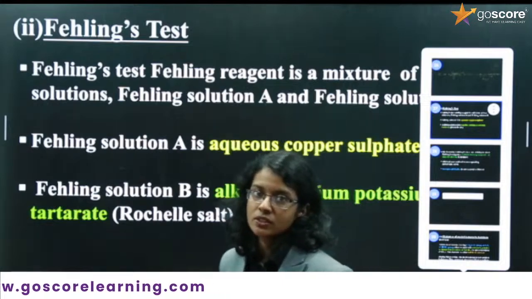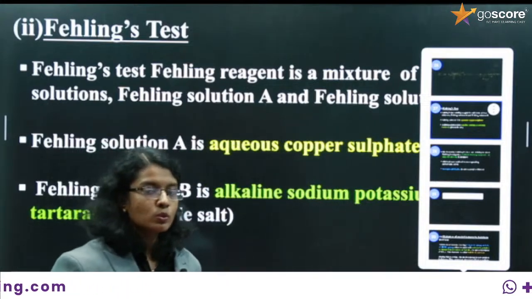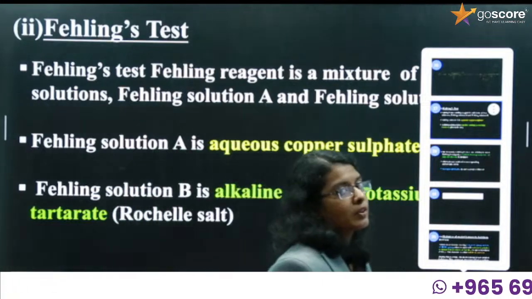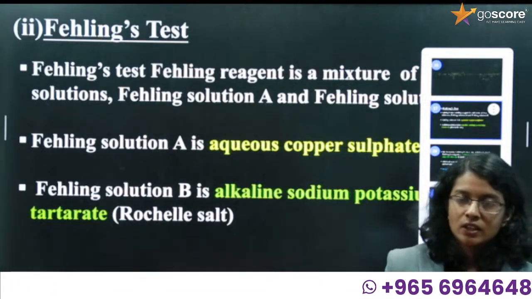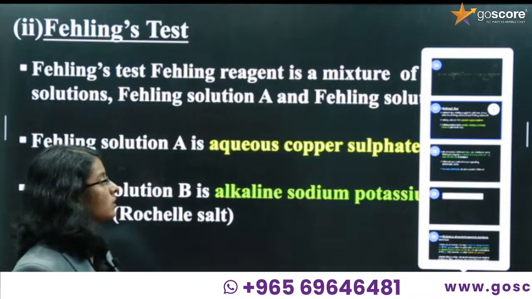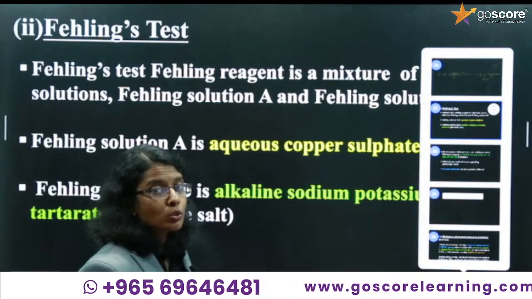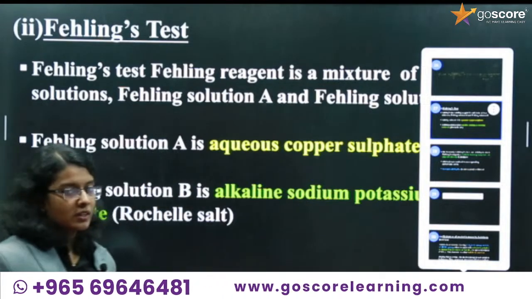What is Fehling's test? In Fehling's reagent, there are two types of solution: Fehling's solution A and Fehling's solution B. Fehling's solution A is aqueous copper sulfate, and Fehling's solution B is called alkaline sodium potassium tartrate.